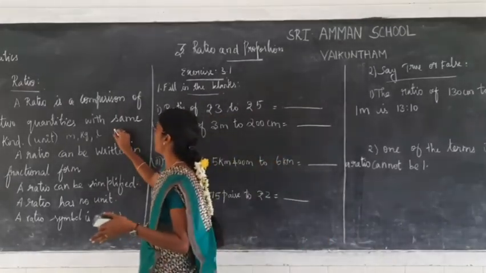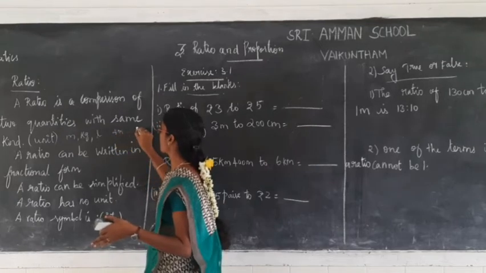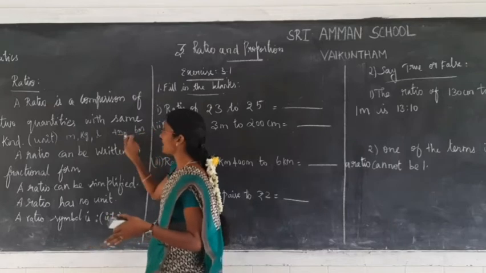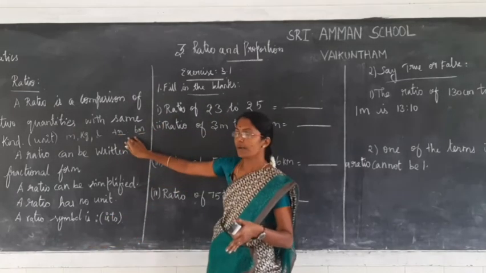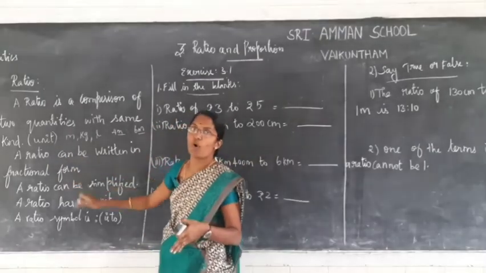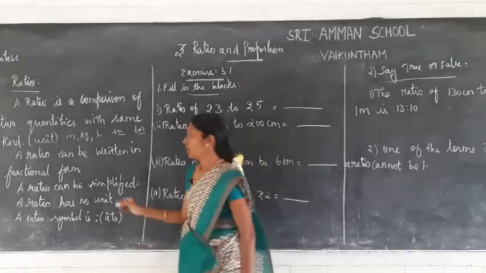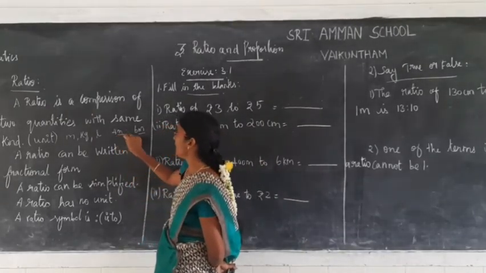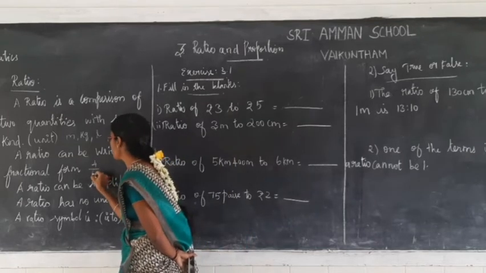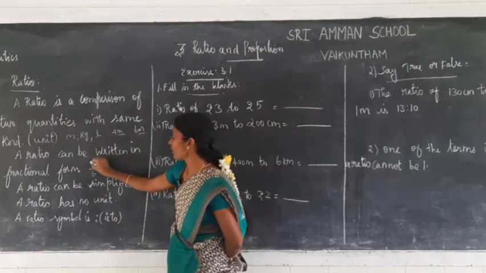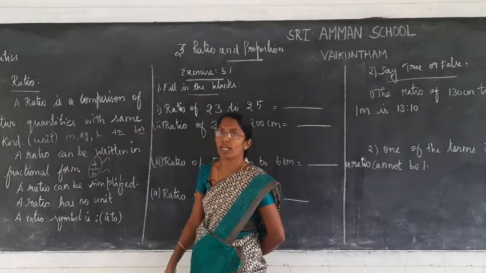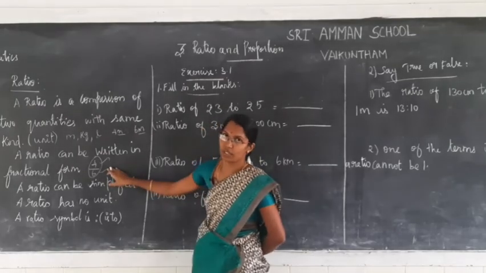That is, if it is 4 meter, this also is in meter: 4 meter is to 6 meter. So these two numbers should have the same unit. Okay, clear? So next one, a ratio can be written in fractional form. What do you mean by fractional form? For example, 4 meter is to 6 meter can be written as 4 by 6. This is the fractional form. It should have a numerator and a denominator.